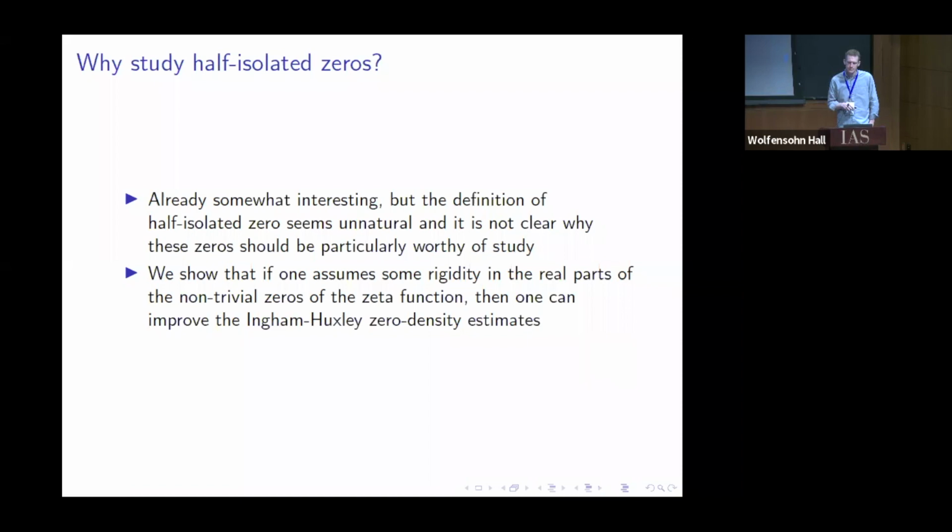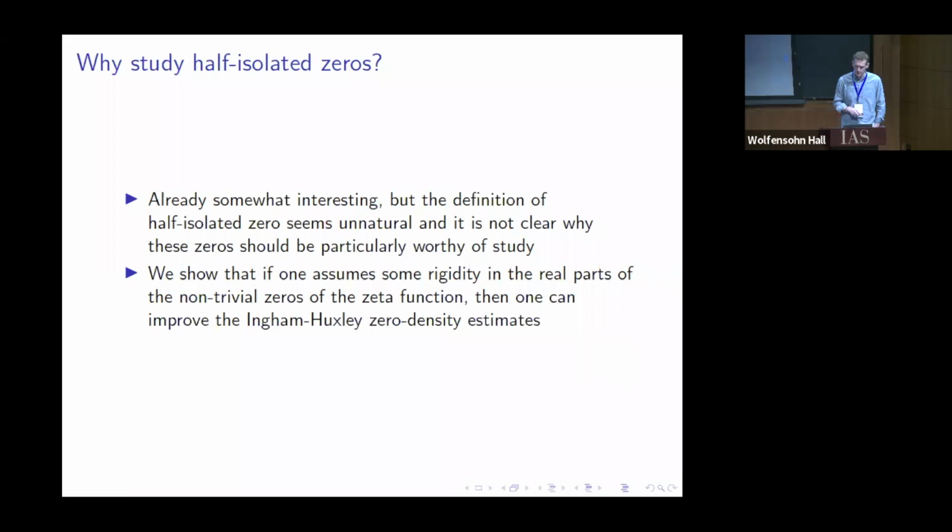And it turns out that half-isolated zeros will be useful if we assume some extra structure about the zeros of the zeta function. We're going to need some sort of rigidity in the real parts of the non-trivial zeros of the zeta function. And if we assume some sort of rigidity, then we can get a conditional improvement to these long-standing Ingham-Huxley zero density estimates.